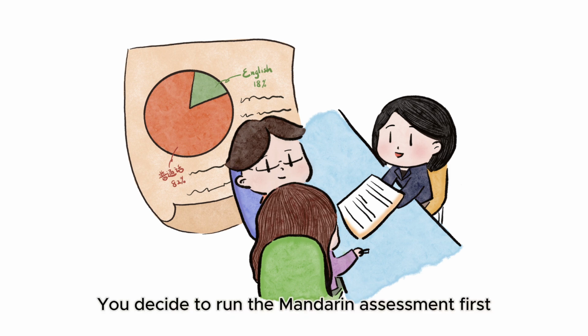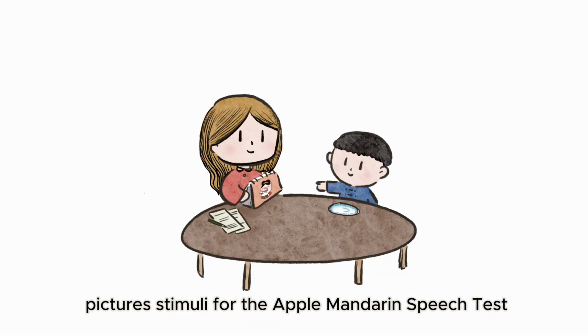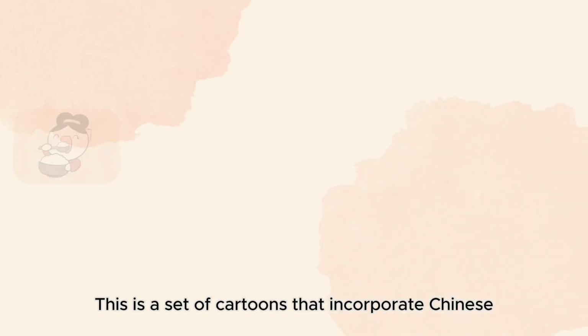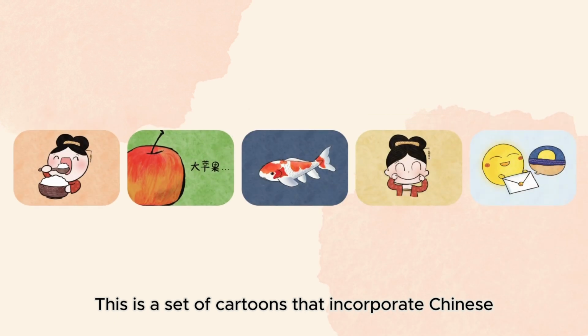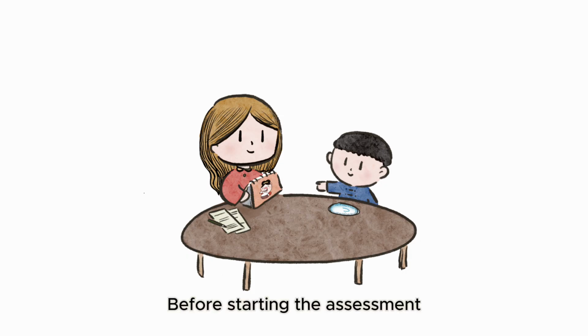You decide to run the Mandarin assessment first, so you bring up the picture stimuli for the Apple Mandarin Speech Test. This is a set of cartoons that incorporate Chinese cultural elements. Each word and oral motor movement is paired with a corresponding picture. Before starting the assessment, you prepare the protocol to check and score the child's performance. The protocol is available in both digital and paper formats, and you choose your preferred option.